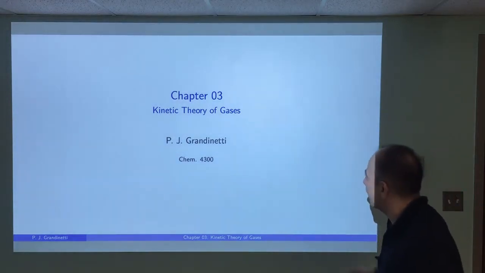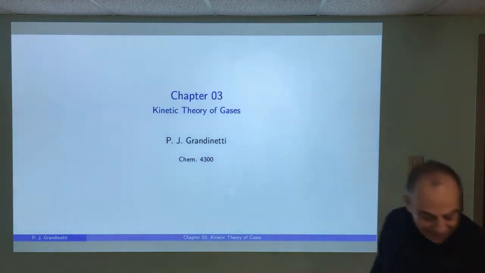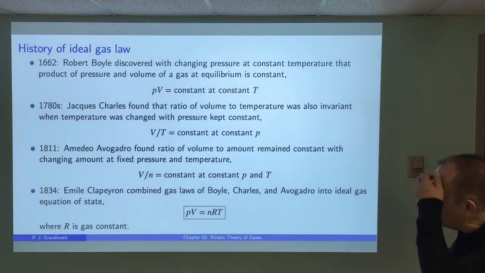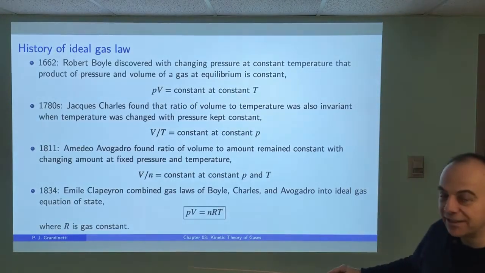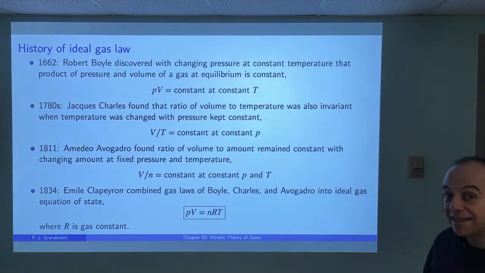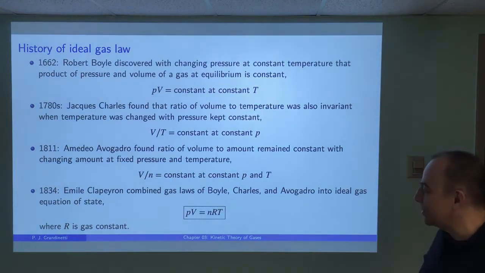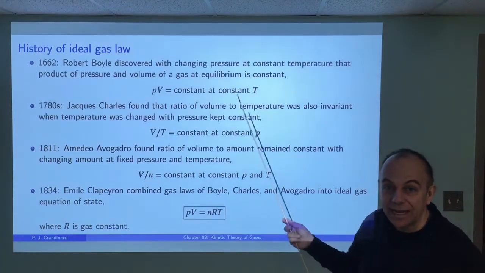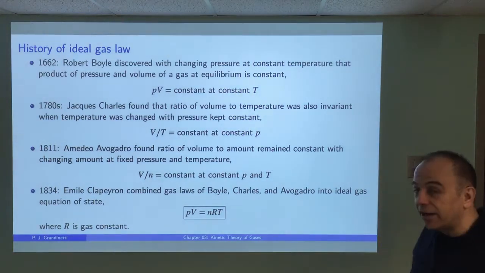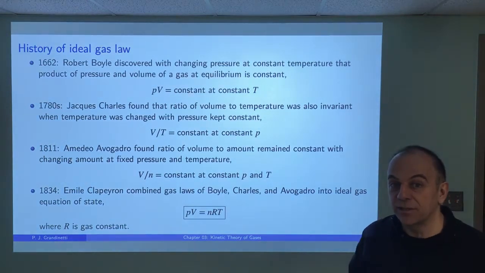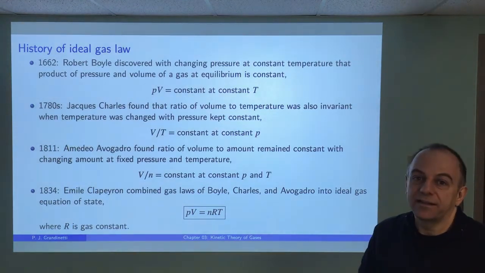In this video, we're going to begin Chapter 3, which covers the kinetic theory of gases. Now, many of you will remember from your high school chemistry the equation PV equals nRT. This is the ideal gas equation of state. What we're interested in doing in this chapter is to try to understand the microscopic origins of this equation in terms of classical physics.